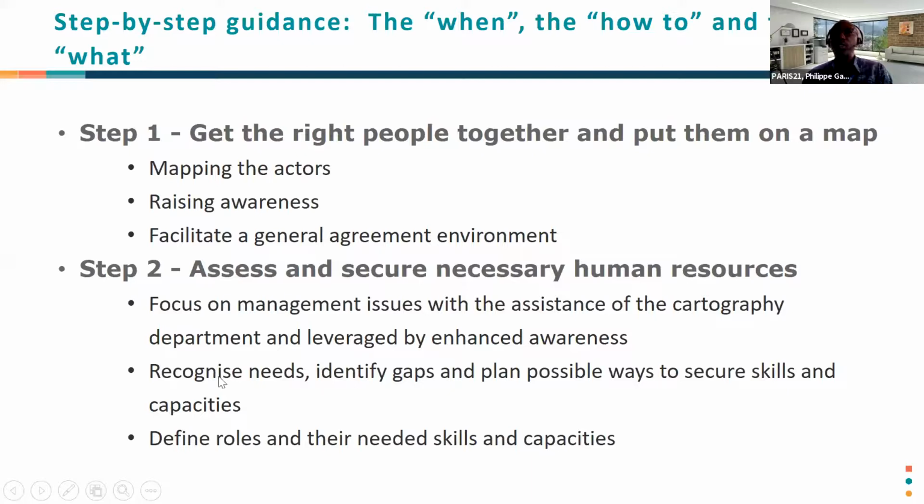Step 2 is assessing and securing necessary resources. And here it is more the human resources: what do you have compared to what you intend to produce, or how you intend to integrate the two sets of information, and then identify the skills and the capabilities that you need. And here you can see that we can link this step to using the capacity development 4.0 framework that we already presented in this training.